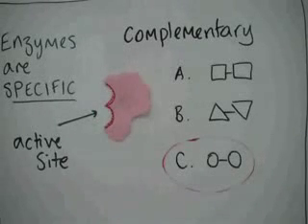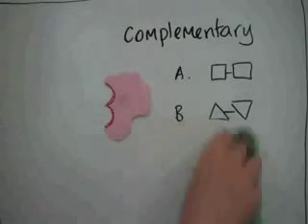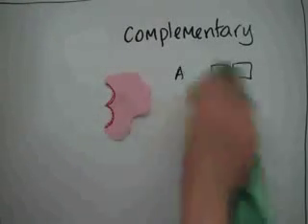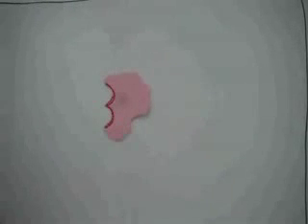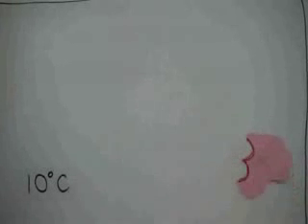Enzymes are specific to their substrate, which means we need different shaped enzymes for all the different substrates that we have. That means you have literally thousands of different enzymes in your cells and in your digestive system, doing all sorts of different jobs. Oh no, I'm done with the animation.